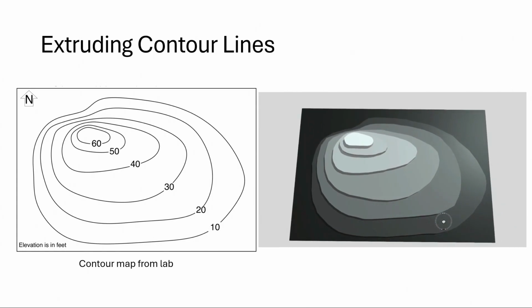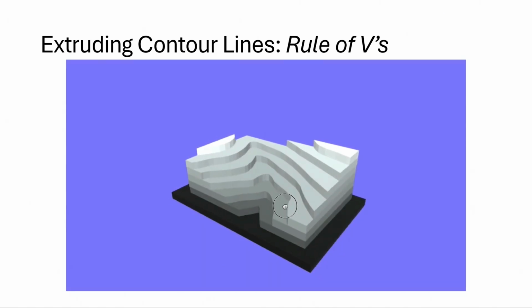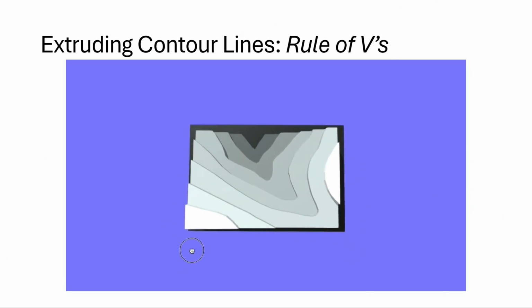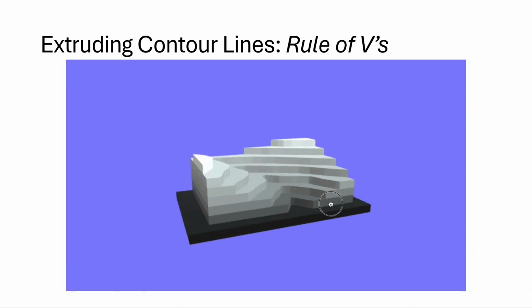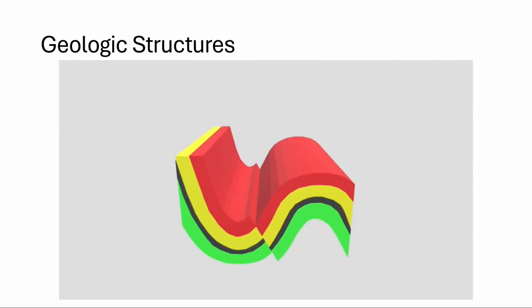Another hard concept in contour maps is this thing called the rule of V's. It's counterintuitive. When we're looking at the 3D model, we can imagine that water would run downhill in this direction. But you'll see when we represent it with contour lines, when we get the aerial view, right about now, we would think the water would move the opposite direction. So having these 3D models really helps visualize that.